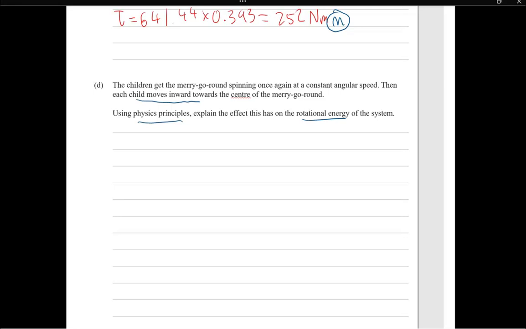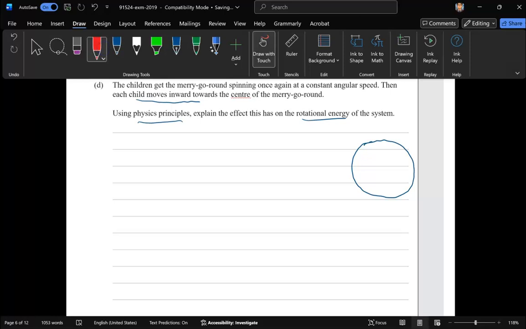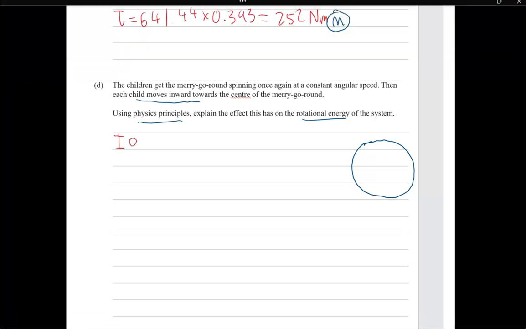So this is one of those explain questions where you have to tie multiple concepts together to form your answer. So if I just draw the merry-go-round. Now first of all, I'm actually going to switch back to my red pen, that's my bad. We know that I is proportional to mr squared, right? Which means the inertia depends on the mass and the radius. Now the mass is not going to change, it's constant. However, the radius will.